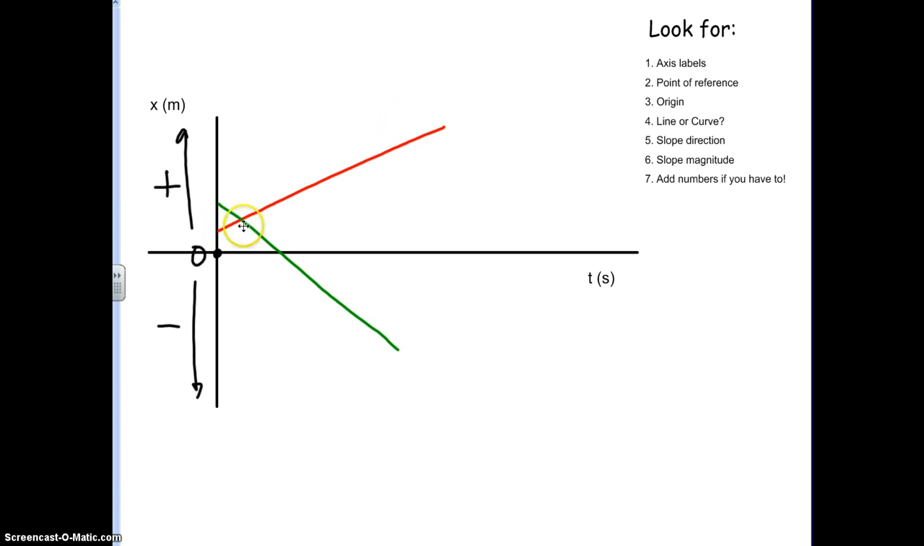Whereas the other one starts a little bit to the right, not as far to the right as the green one did. They pass each other here. This is the point where they pass. It never comes back to the point of reference, keeps moving at a constant velocity further and further and further away to the right until it eventually ends far to the right.